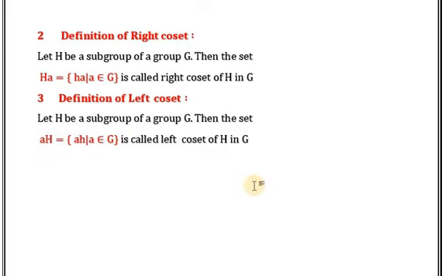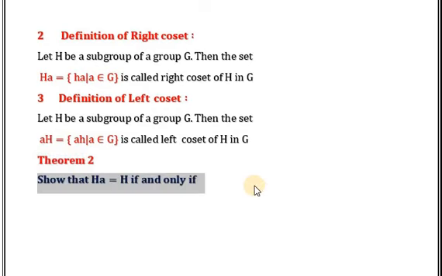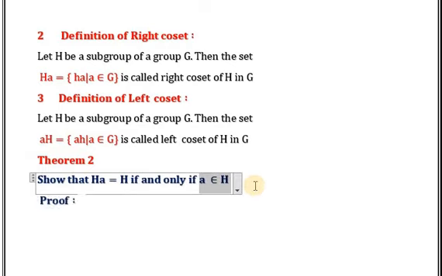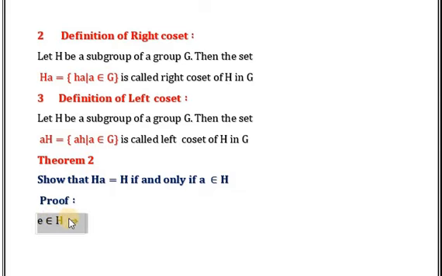Let us know the properties of these left and right cosets. That is theorem 2. Show that HA is equal to H if and only if A belongs to H. Here we have to show the right coset is equal to the set itself. Proof. Let E belong to H. E means the identity element. Since H is a subgroup, H is a group itself. So the identity element exists in H.